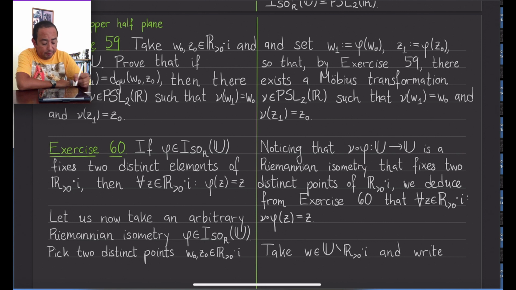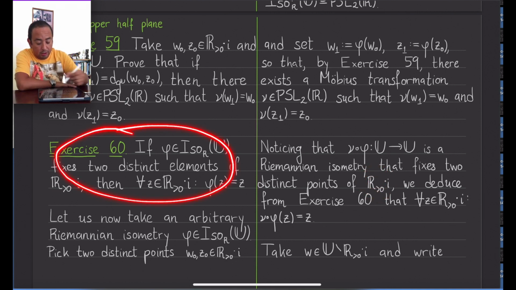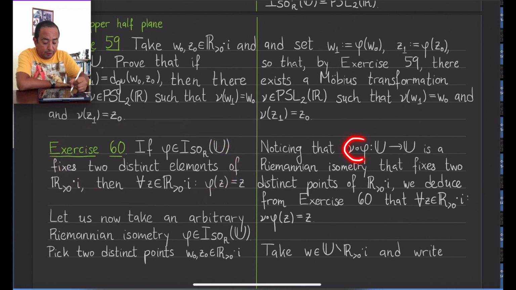Okay, so this composition fixes two distinct points in the positive part of the imaginary axis. So we can deduce that it fixes every point in the positive part of the imaginary axis.